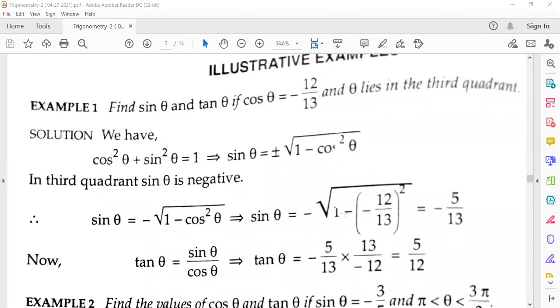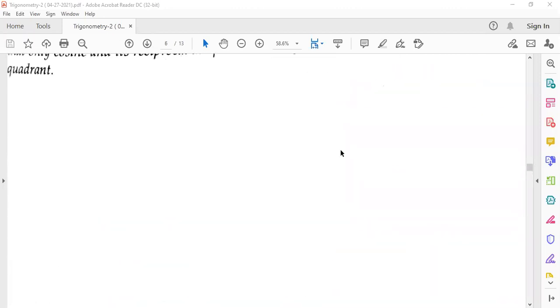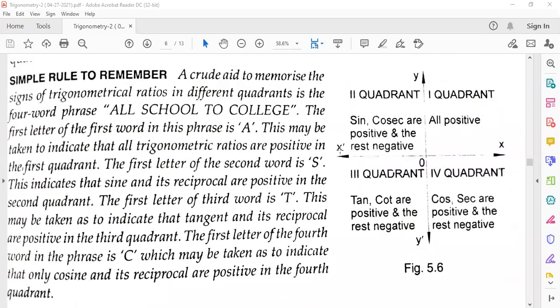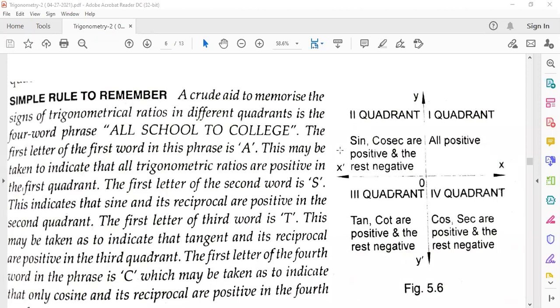Now here, find sin theta and tan theta if cos theta equals minus 12 by 13 and theta lies in the third quadrant. So at first we have to see where theta lies. So here first quadrant, second quadrant, third quadrant, fourth quadrant.